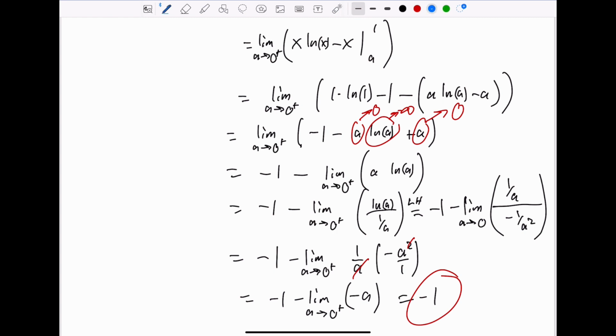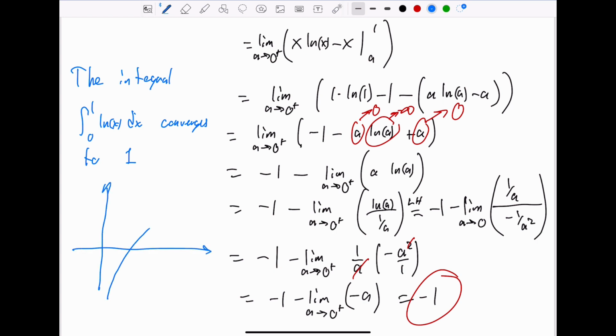As a final conclusion, I write the integral of the natural log from 0 to 1 converges to negative 1. If we look at the picture once again, here's the graph of the natural log function. It looks something like this. We are finding the area from 0 to 1. That's this unbounded area right here. It turns out that that area has a finite value. The area of that region is 1. And we can find that using improper integrals.